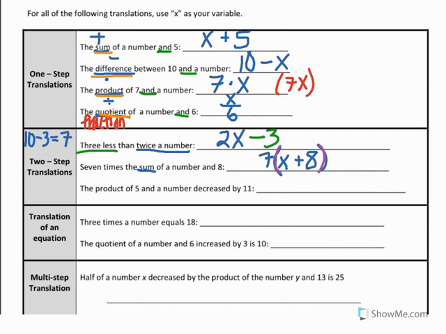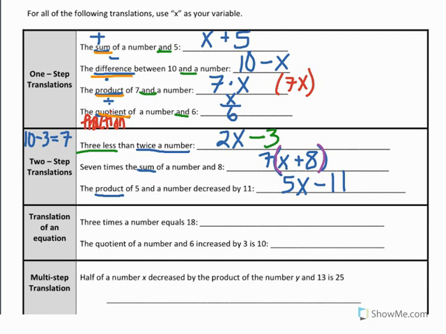Next, we have the product, another one of our keywords, of 5 and a number. So 5x is decreased by 11. Now if we're decreasing something, we're going to be subtracting. Decreased by 11. Now some of these seem a little bit difficult, but the more we practice them, the better we'll get.